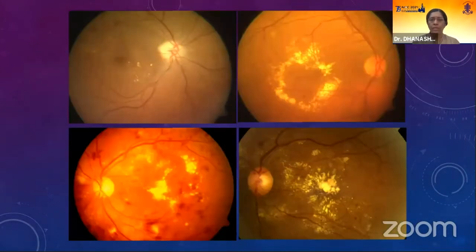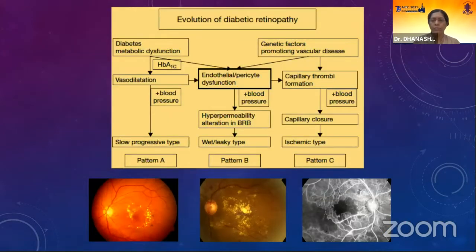So you can have various types of macular edema. It can range from a simple non-center involving macular edema such as this, or it can be a focal macular edema with just one exudate involving the center, or you can have severe diffuse macular edema such as this with hard exudates deposited at the fovea. So there are different patterns.